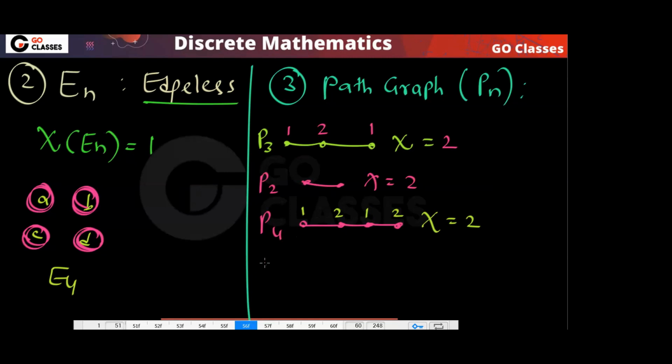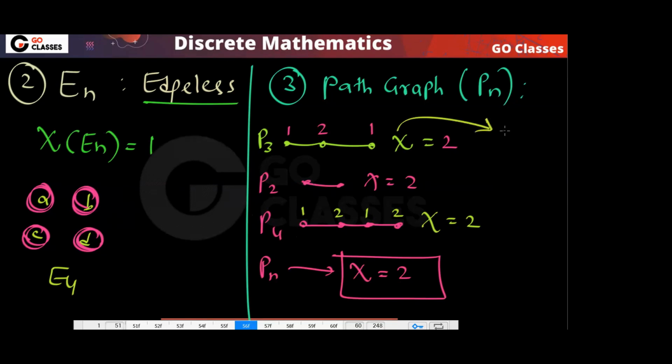So for any Pn, what will be the chromatic number? Minimum 2 colors is enough. Is this clear? Only 2 colors are enough. You can reuse colors. I am asking for the chromatic number. Chromatic number means the minimum number of colors you need.